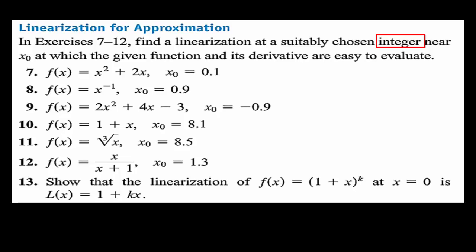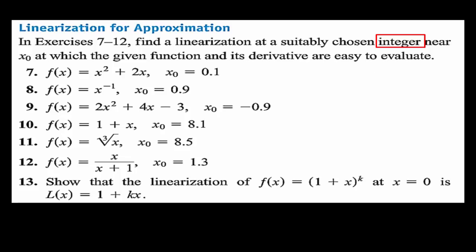Now we are in exercises 7 through 12. Let's see what is in exercises 7 through 12. All right, let's read this all together. Find the linearization at a suitably chosen integer near x of 0. Okay, I put that in a box. That way you'll know what we're really looking at. Near x of 0, at which the given function and its derivative are easy to evaluate.